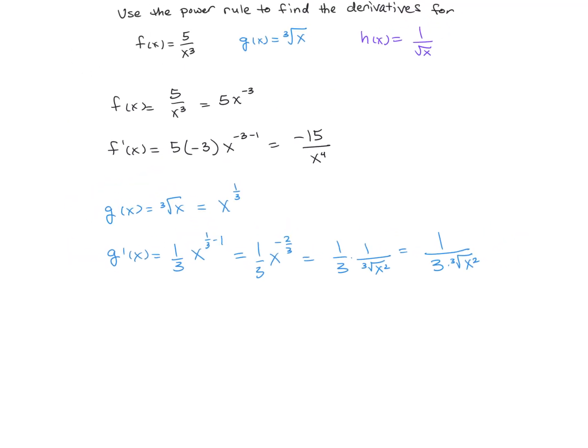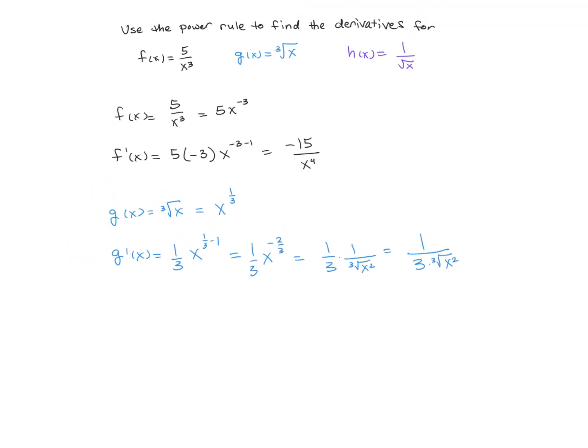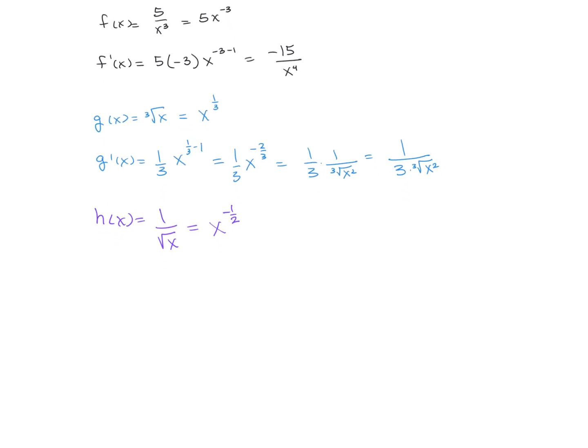For our last derivative, for h, we have our original h of x is equal to 1 over the square root of x. Using the rules of exponents, this is x to the negative 1/2 power. So when you use the power rule for this derivative, we're going to have our negative 1/2 come down out front. The power is going to drop by 1.